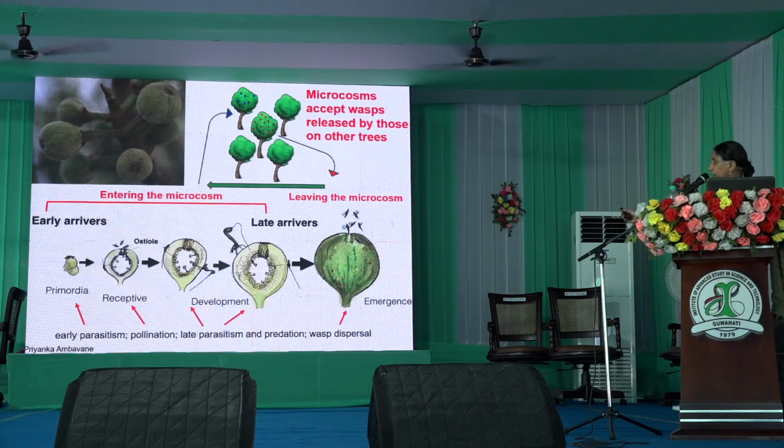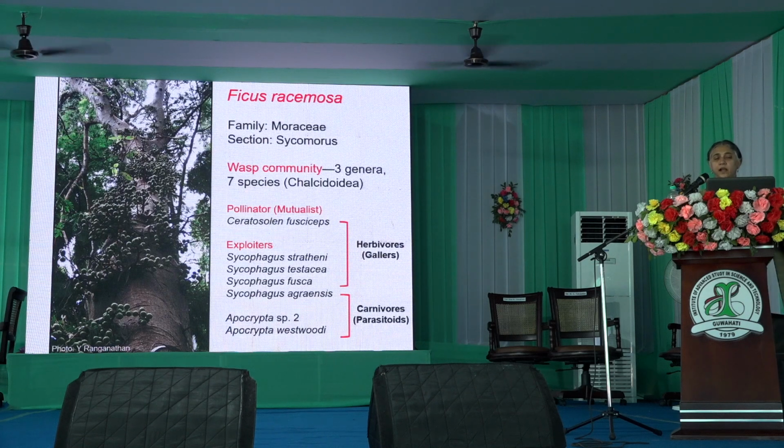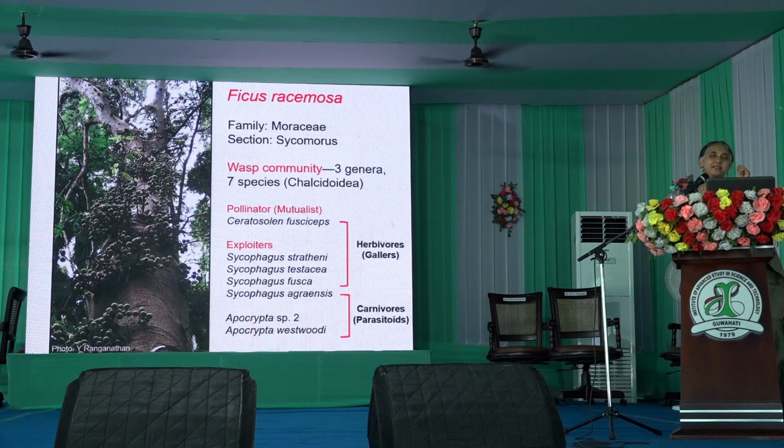Once this happens, at the last stage on the right side, when all the wasps have left, the fig will become ripe and the seeds will be ready for dispersal by a fruit-eating organism. So this is the general development cycle that we have. And as I told you, in the model organism that we have been studying, which is Ficus racemosa, we have 7 species of wasps that inhabit these tiny microcosms. One wasp is legitimate and the remaining 6 are illegitimate, in the sense that they are exploiting this relationship between the plant and its pollinator.